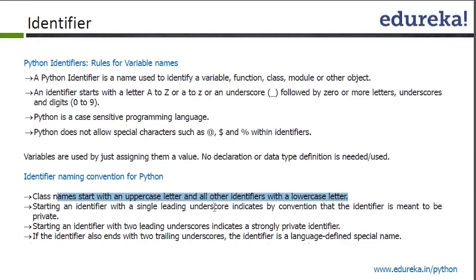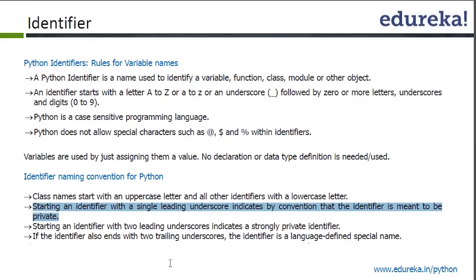Starting an identifier with a single leading underscore indicates by convention that the identifier is meant to be private, which we'll talk about in detail in our OOPS class, the object-oriented concepts class for Python. Starting an identifier with two leading underscores indicates a strongly private identifier, which again we'll discuss later in our third or fourth class. If the identifier also ends with trailing underscores, the identifier is a language-defined special name.